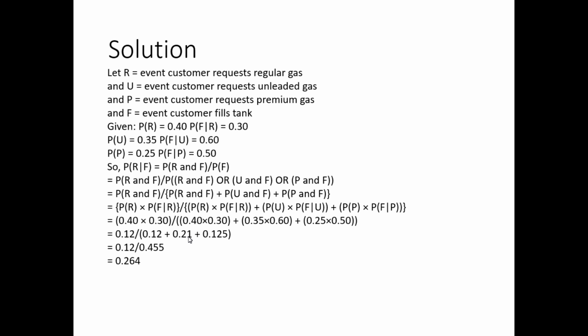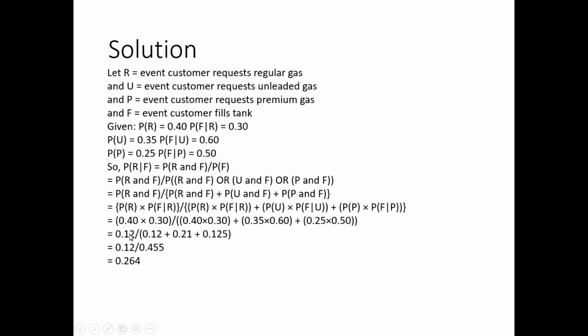The last thing I need to account for is the third possibility that they got premium gas and filled their tank. So we know the probability they got premium is 25% of the time, or 0.25, times the probability they fill their tank when they get premium. Probability of a full tank when they get premium gas was 0.5. So I take that 0.25 times 0.5 to get this 0.125. I then on bottom add together all the different ways somebody could fill the tank to get the total chance that somebody fills their tank as 0.455.